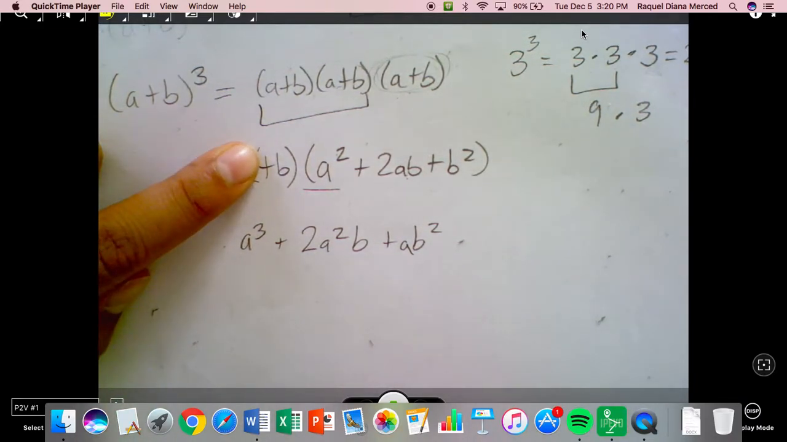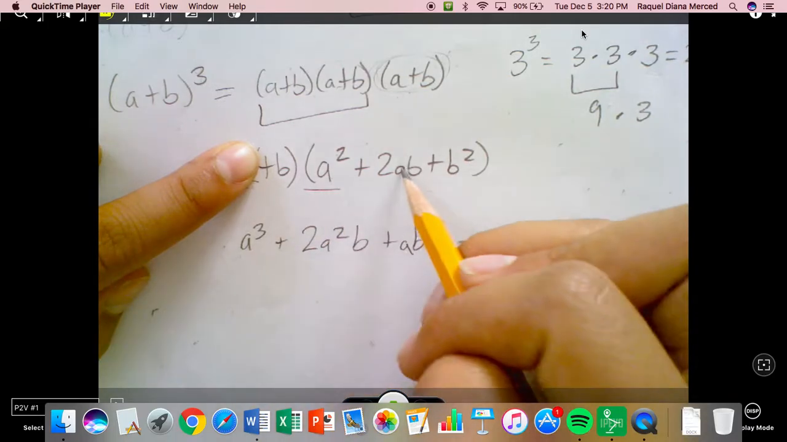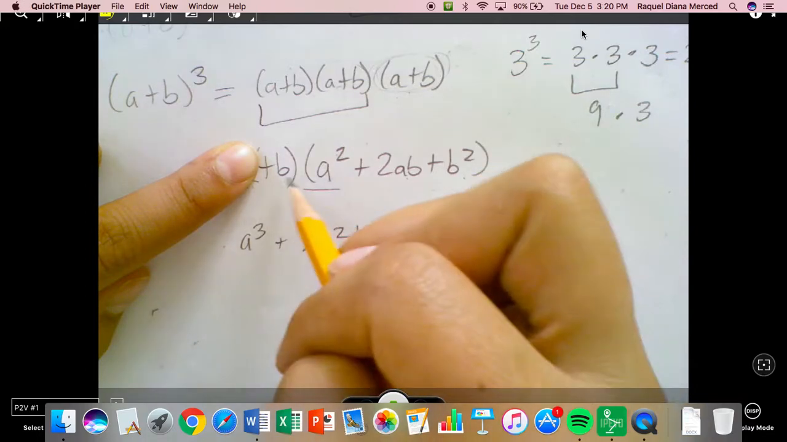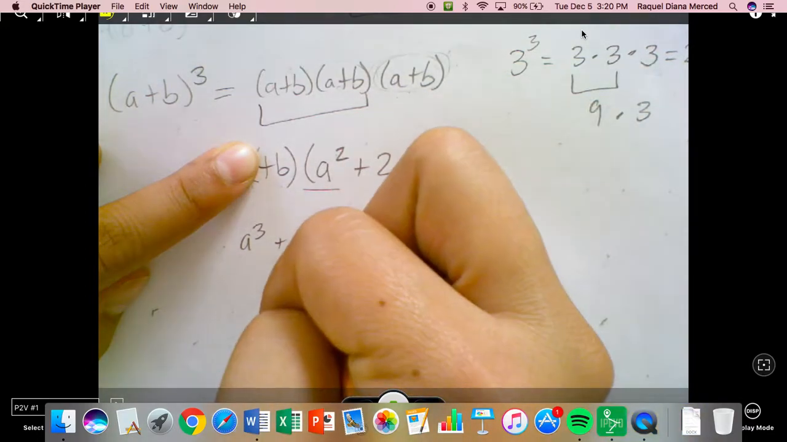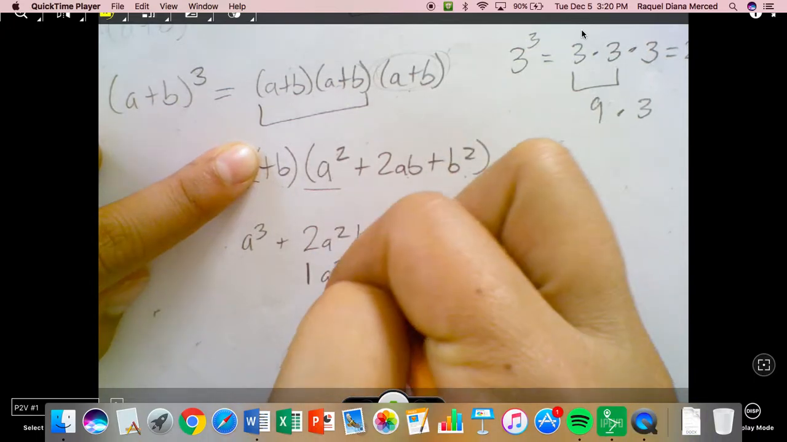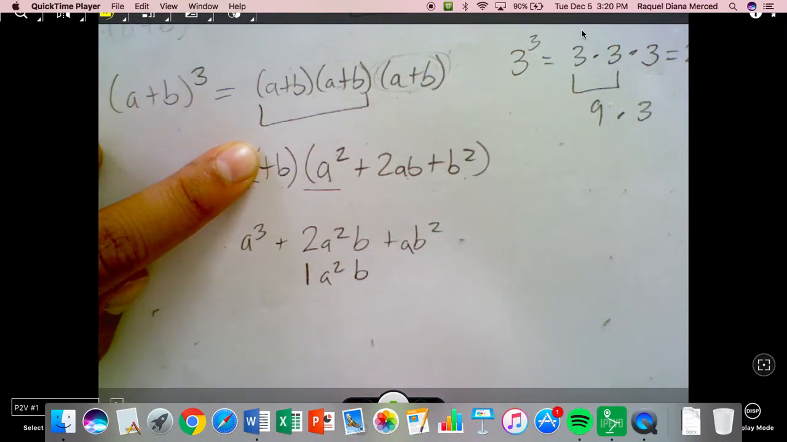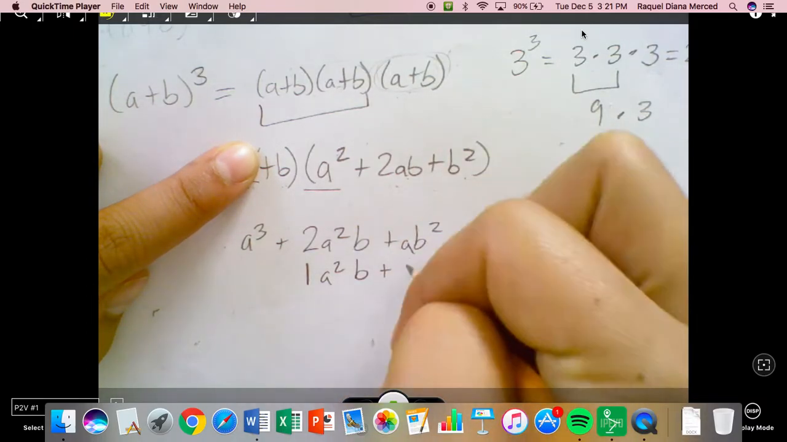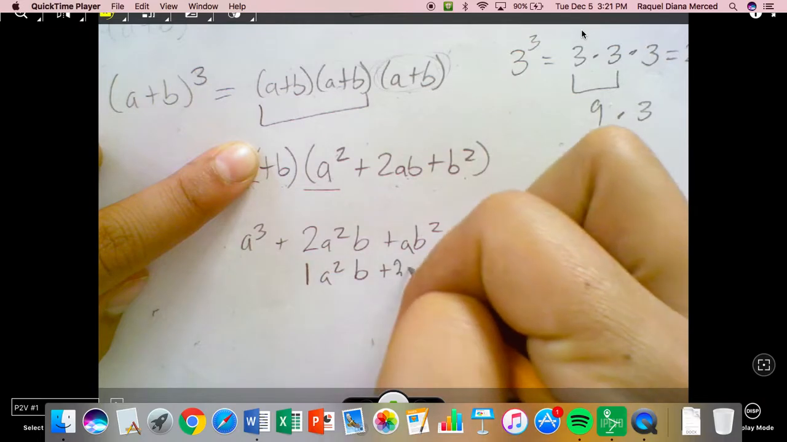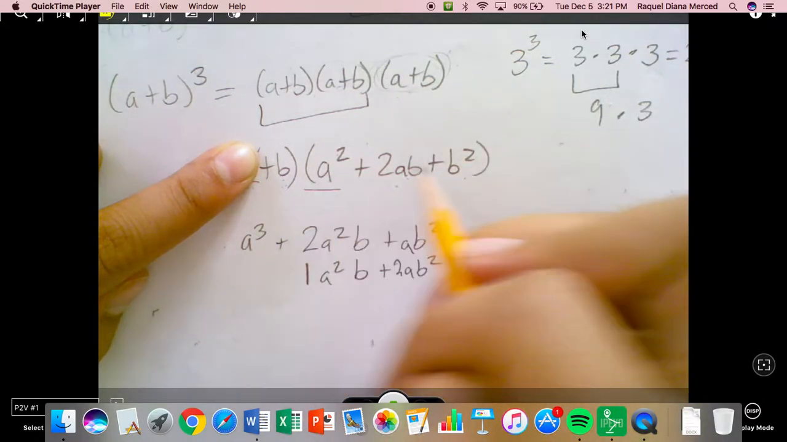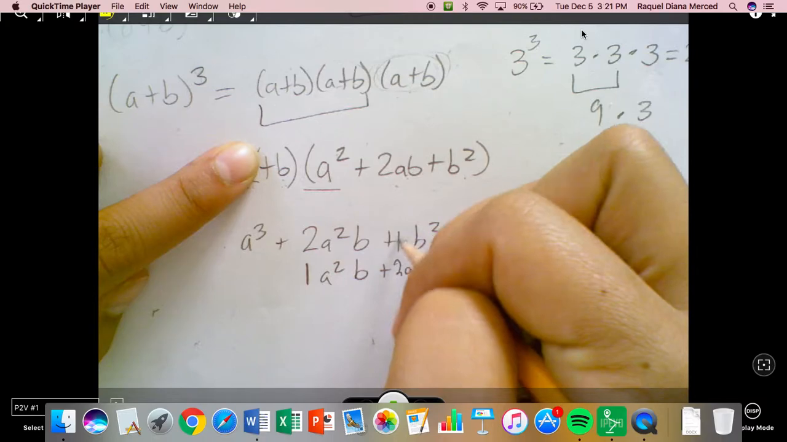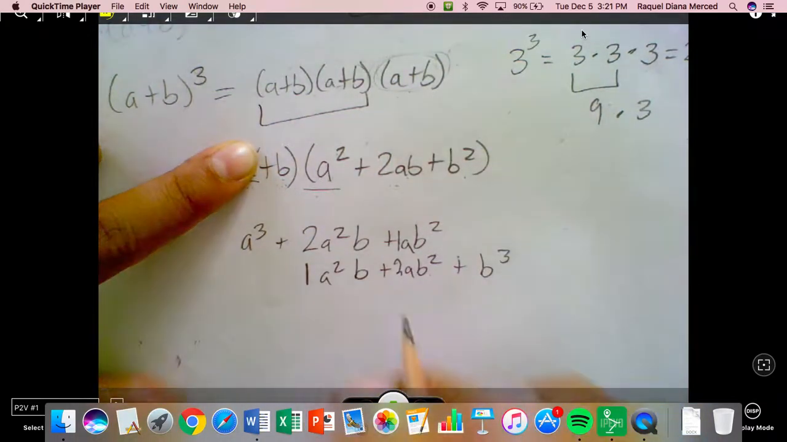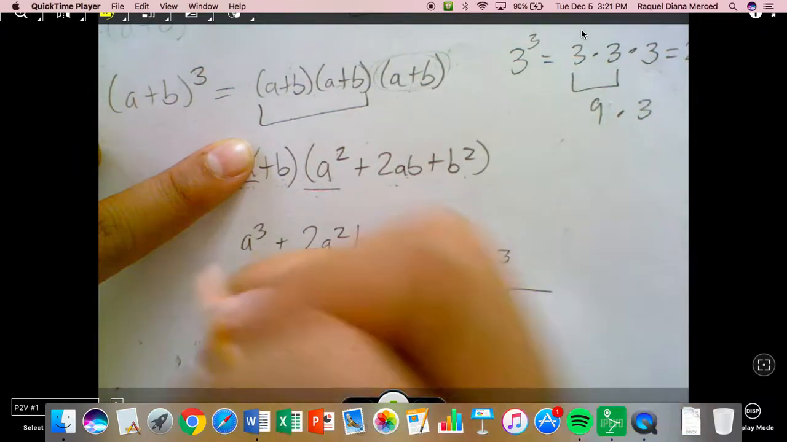Now that I'm going with b, I'm going to multiply b with everything inside the second parentheses. So this b times a squared is ba squared, and it's 1. I'm actually going to list it vertically and line it up with the other ones that I could add it to. And then b times 2ab is 2ab squared, because b times b is b squared. And this is a 1. And then b times b squared is b to the third. So I've vertically lined them up, and now I'm going to add like terms.